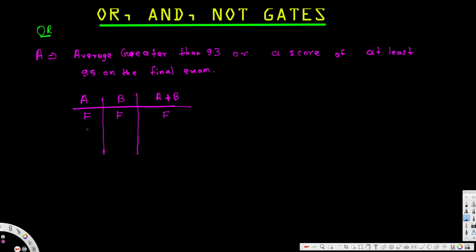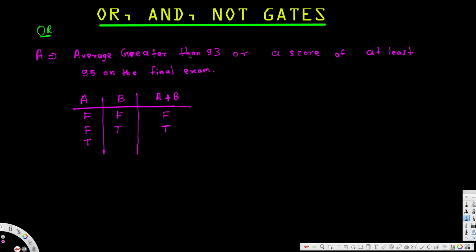And let's see if we get one false, one true. If one of them is true, we will get true because it says OR. We have to have average greater than 93 or a score of at least 95 on the final exam. So if someone didn't make this one, but he got a score of 95 on the final exam, he will get an A. And this is also true.